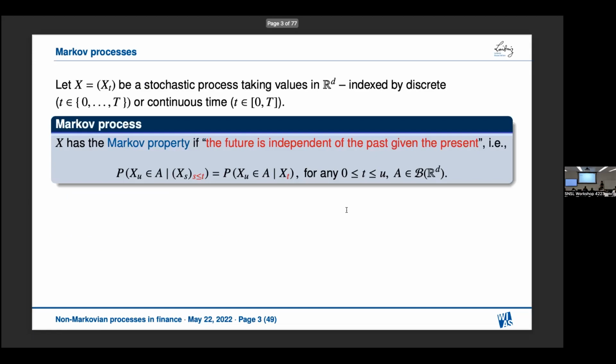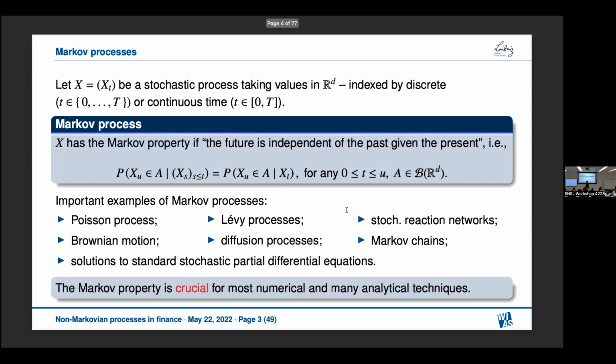So at first, very briefly, what is the Markov property? Well, the Markov property means that the future is independent of the past given the present. In other words, if I have some event A, I want to understand the probability that in the future the process takes values in A. And I know the whole history of the past before time t. That's the same as if I only knew what happens at time t. That's a Markov process.